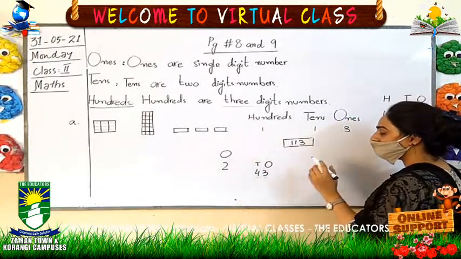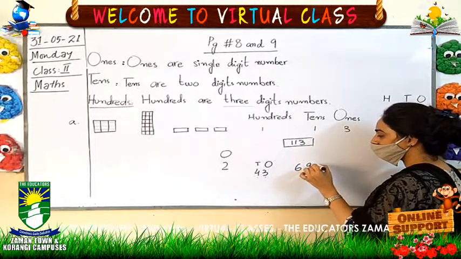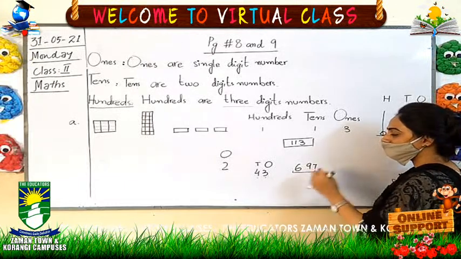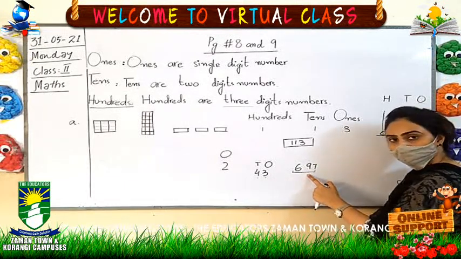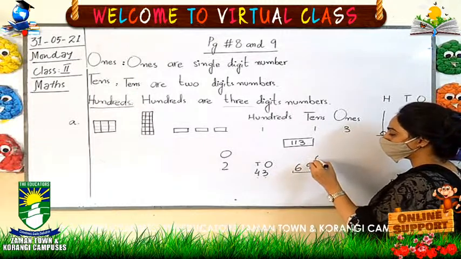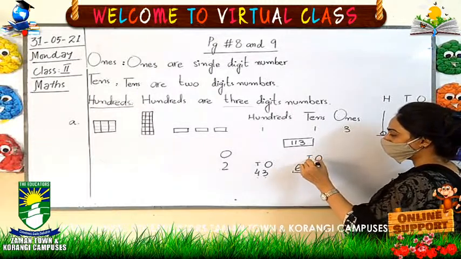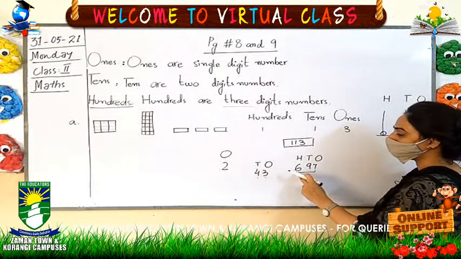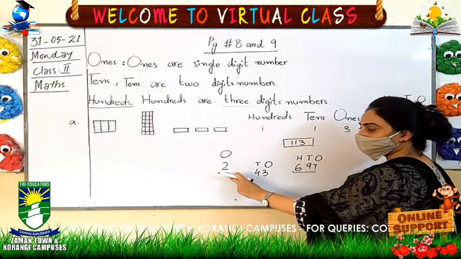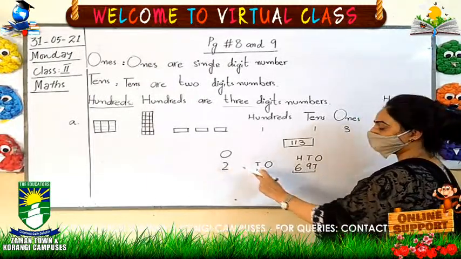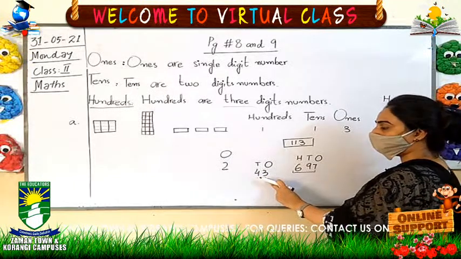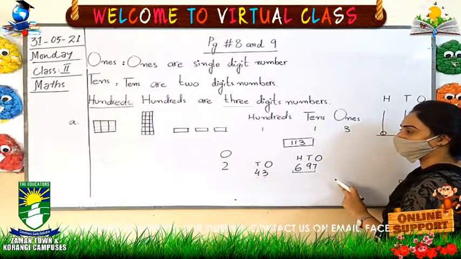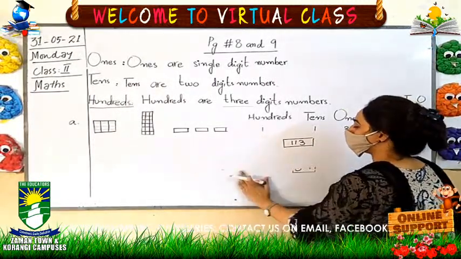If we have three numbers like 6, 9, 7, these are three digit numbers, then this is ones, this is tens and this is hundreds. Single digit number, this is called ones. Two digit numbers, this is called tens. And three digit numbers, this is called hundreds. Now, come on to the exercise.